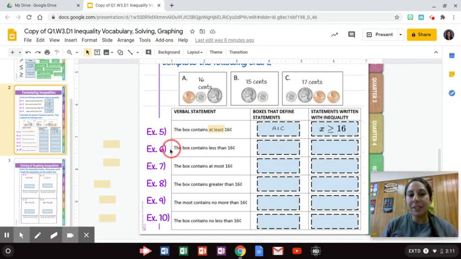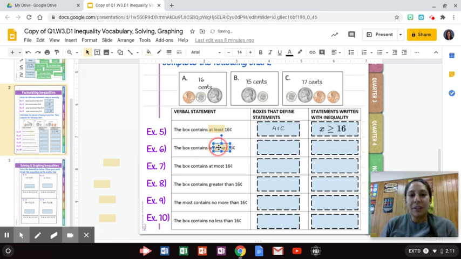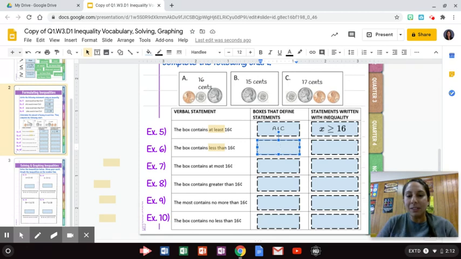For example 6, it says the box contains less than 16 cents. So the key word here is "less than." We're going to highlight the words "less than." We have to figure out which boxes have less than 16 cents. Looking up there, the only box that has less than 16 cents is box B. Then we're going to come over here and write our inequality. So X is less than 16, which means that the box has less than 16 cents. That's how we would write it as an inequality.